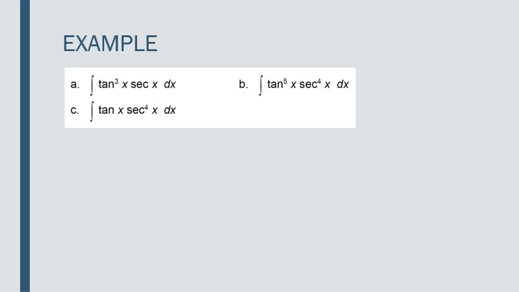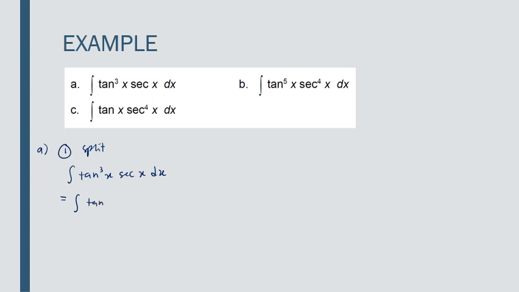Example A, integrate tangent cube x secant x dx. So we get a question with tangent odd. So we have to solve tangent odd first using the steps for tangent odd. The first step is split. So split first: the integral of tangent cube x secant x dx.